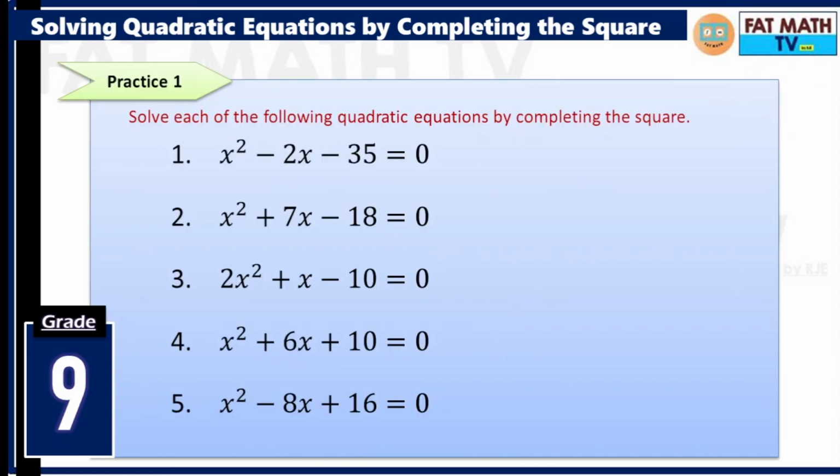Okay, for you to check your competency here in solving quadratic equations by completing the square, answer the following items. Number 1, x squared minus 2x minus 35 equals 0. Number 2, x squared plus 7x minus 18 equals 0. Number 3, 2x squared plus x minus 10 equals 0. Number 4, x squared plus 6x plus 10 equals 0. And number 5, x squared minus 8x plus 16 equals 0.